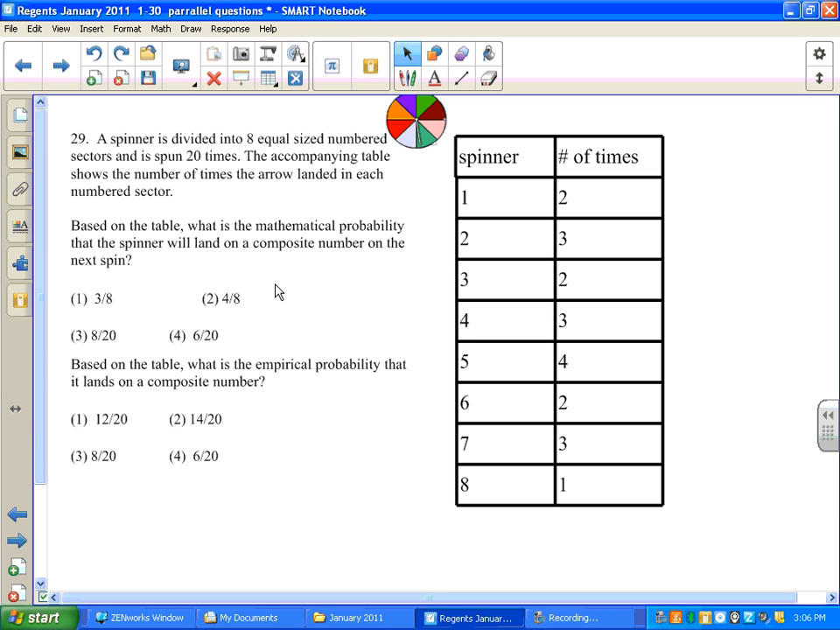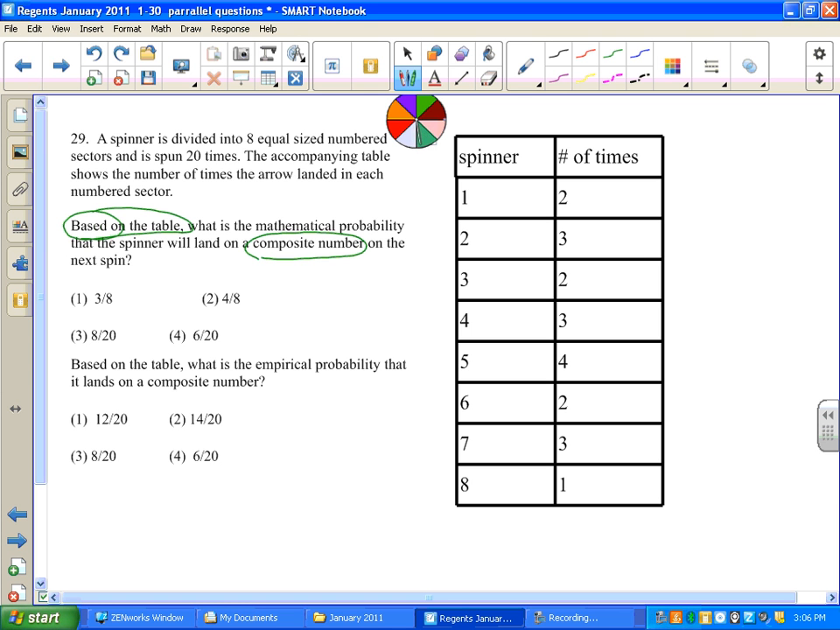Based on the table, what is the mathematical probability that the spinner will land on a composite number on the next spin? It says based on the table, not based on the fact that there are 8 equal sized wedges in the spinner. So, based on the table, what is the mathematical probability the spinner will land on a composite number? You have to understand that 1 is not prime nor composite.